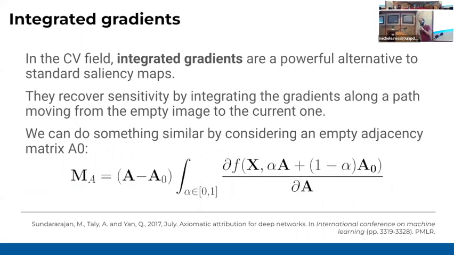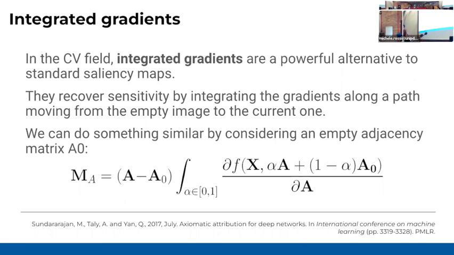One famous method that can recover sensitivity, and I'm not going into the theoretical part, you can read the paper if you want, is a simple variation of a saliency map that is also guaranteed to have that property, called integrated gradients. It looks scary, but it's quite easy to read actually. Let's think about images first. First of all, what is here is the saliency map. It's the partial derivative of the function with respect to the adjacency, but it could be with respect to the image. So that's a saliency map.